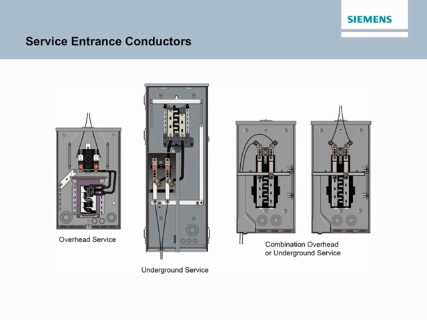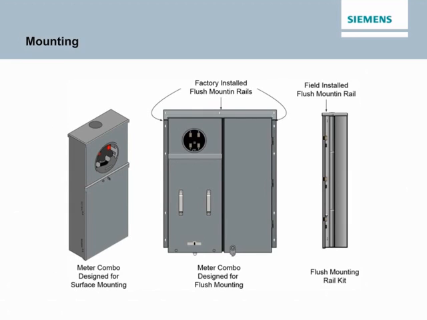Some Siemens meter load center combinations are designed for overhead service entrance. Others are designed for underground service entrance. Most, however, are designed for either overhead or underground service and include a wire trough for use with underground service conductor. Some Siemens meter load center combos are designed for surface mounting, and others are designed for flush mounting. Units designed for surface mounting can be adapted to flush mounting with the use of a flush rail kit.